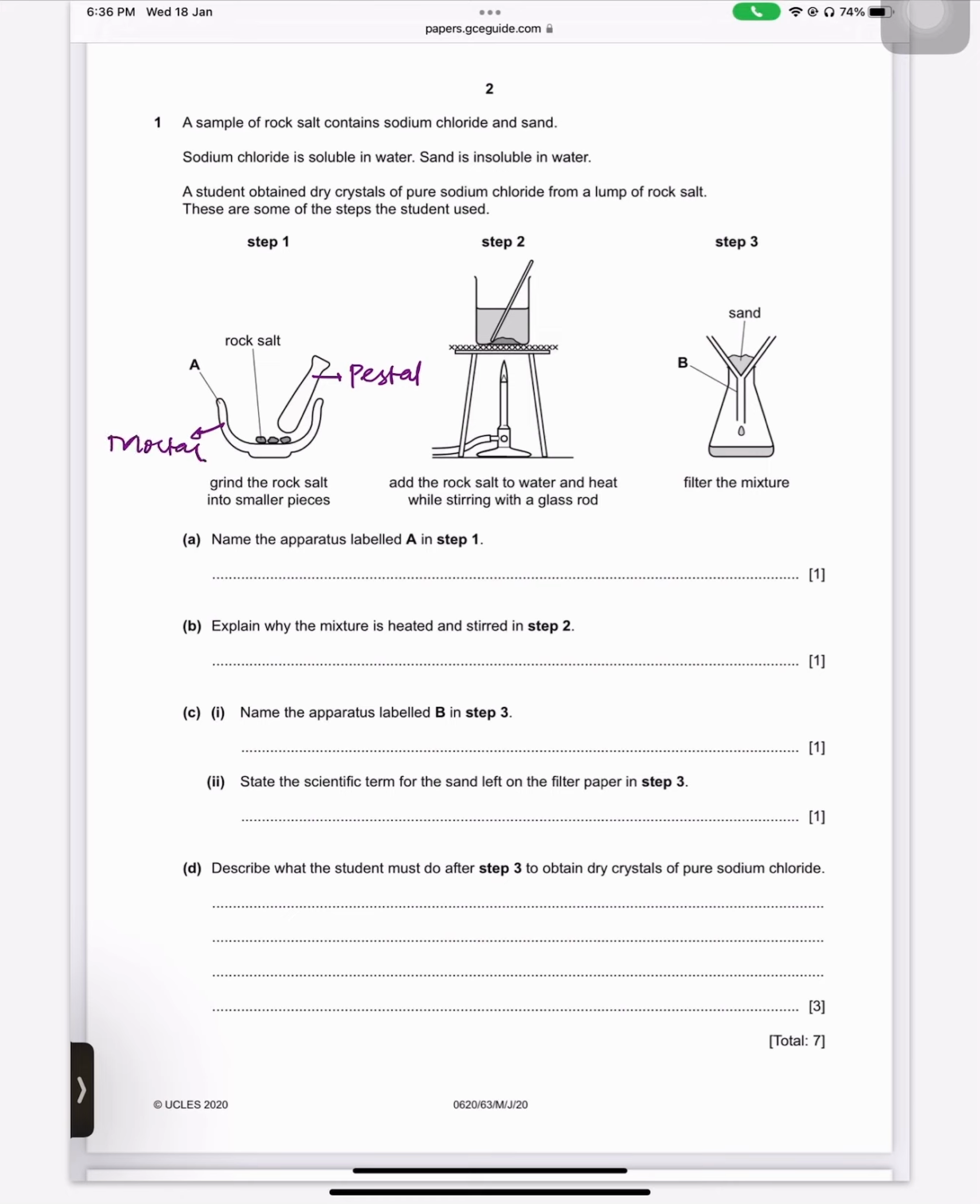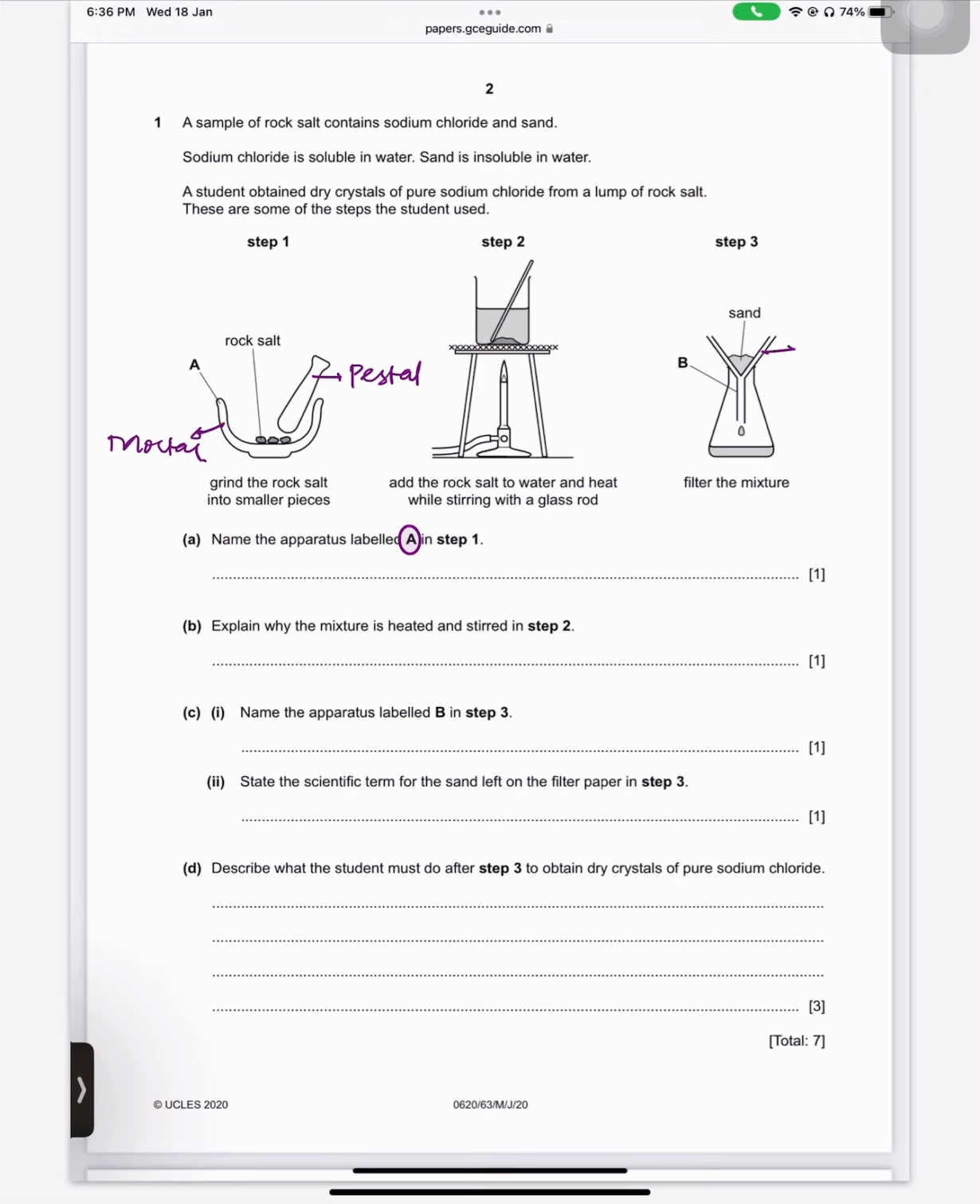Now, name the apparatus in step A. So here you have to write mortar, okay, not pestle and mortar, only mortar. Explain why the mixture is heated and stirred in step number 2, so that sodium chloride may get dissolved properly. Okay, name the apparatus labeled B.